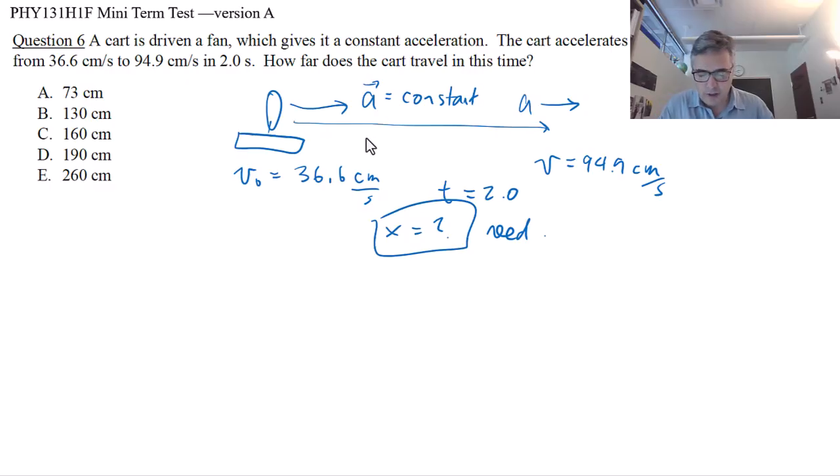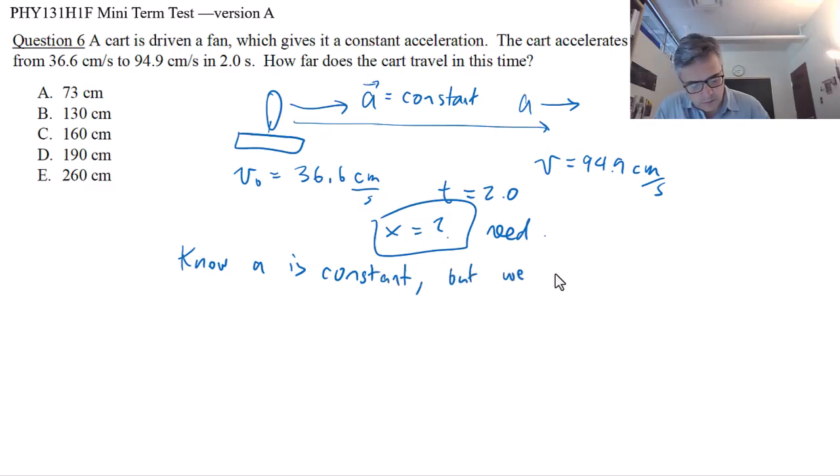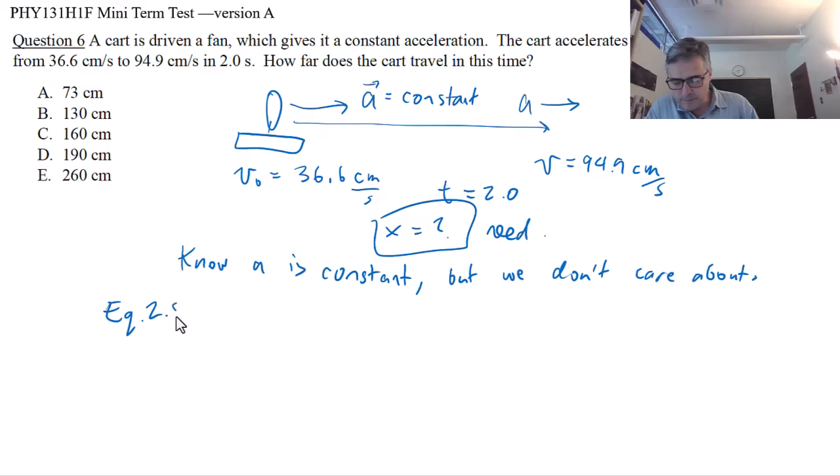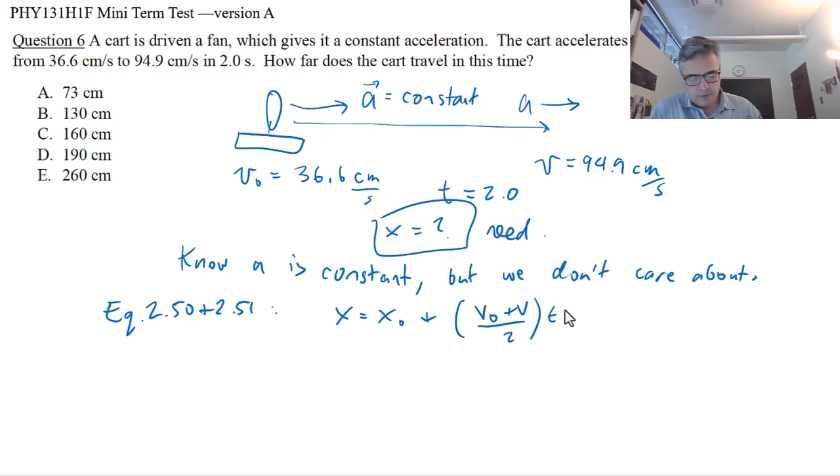If we look at our equations of constant acceleration, look at what we don't seem to care about here. We need the distance traveled. And what's weird here is we know that a is constant, but we don't care what it is. So choose the equation that doesn't contain a, that last one, a combo of equations 2.50 and 2.51 from your text, which looks like x is equal to x0 plus v0 plus v divided by 2 times t.